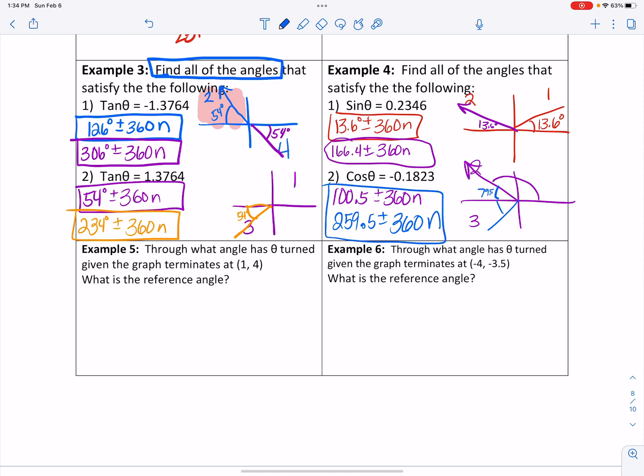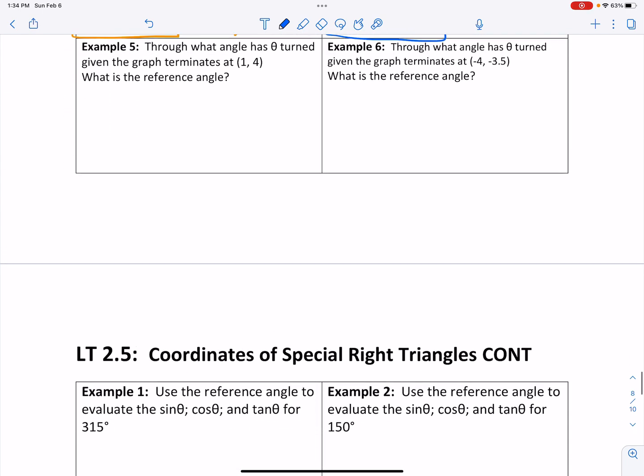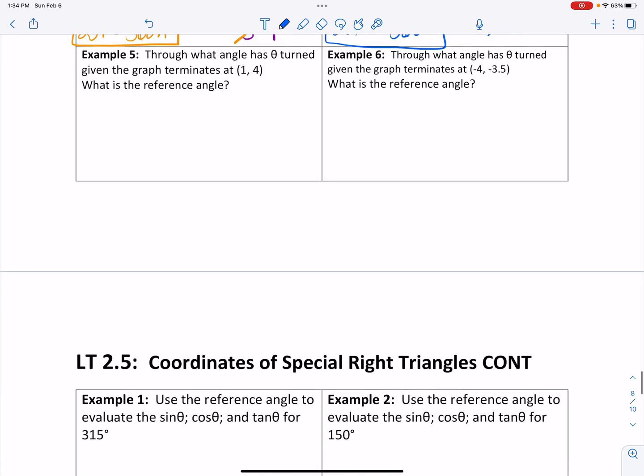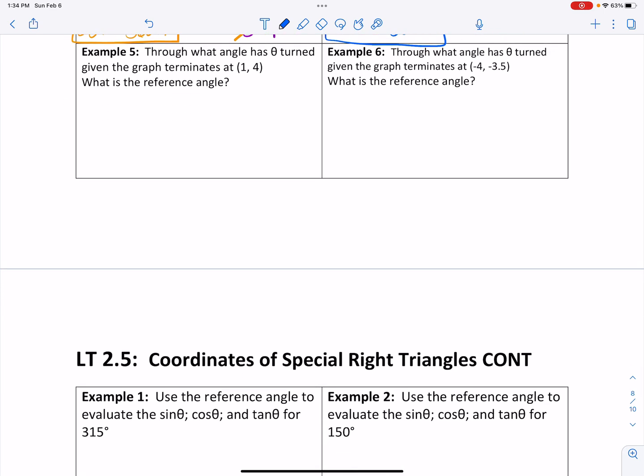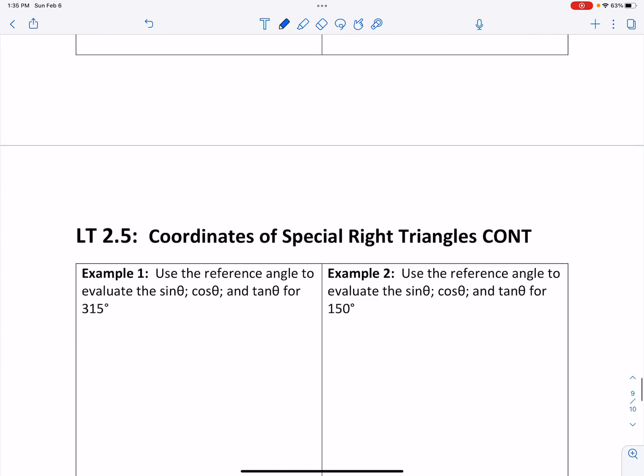Okay, you have to put the n on there. If you forget it, I will take off because it's telling me it's a pattern. All right, so then on the next part, through what angles has theta turned if it terminates at 1, 4? So through what angle has it turned and what is its reference angle?